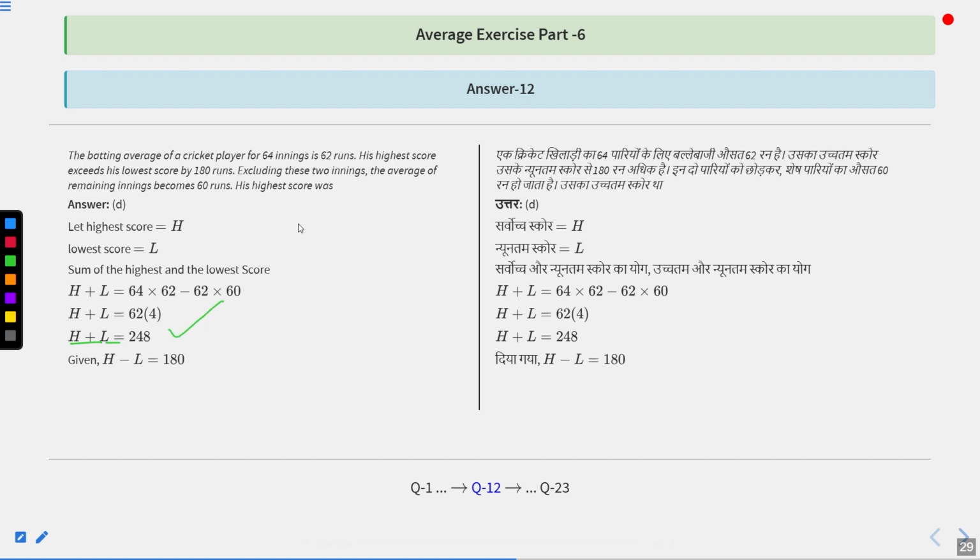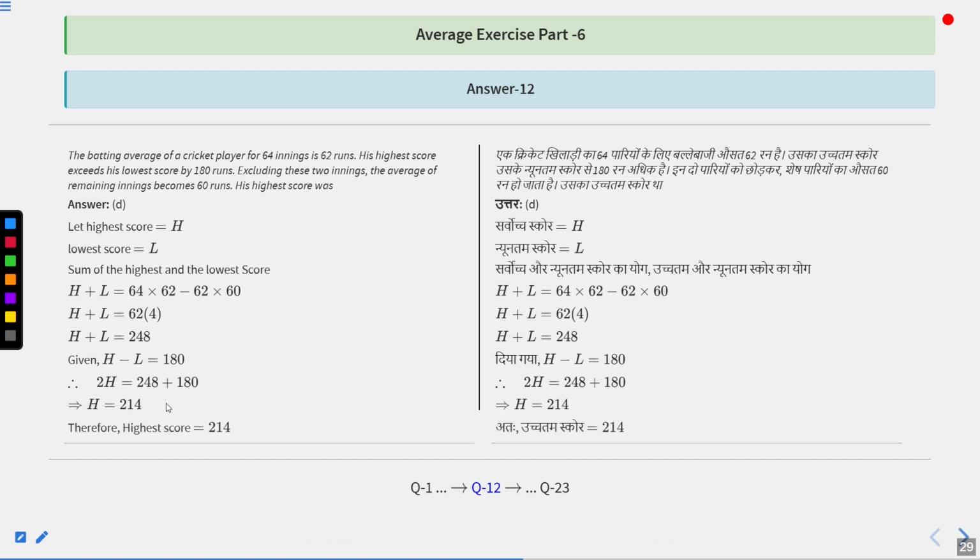And in the question it is given that the highest score exceeds the lowest score by 180, it means H minus L is 180. So when we calculate it, we get the value of H, which is 214 runs. Clear? So D is the correct answer. Next one.